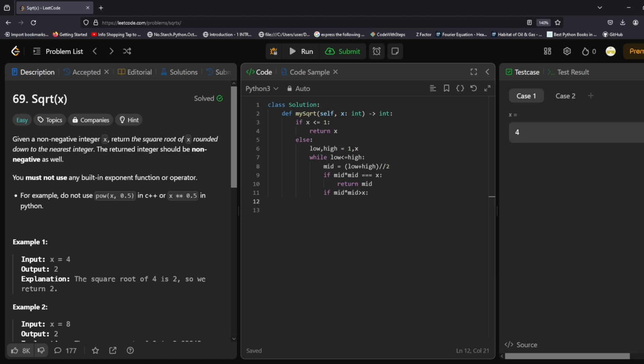Basically this is the same concept. If we square the mid value and the square is greater than x, that means mid can't be the square root of x. So you trim down the data set. We make high equal to mid minus 1. So it's 1 down from the mid value.